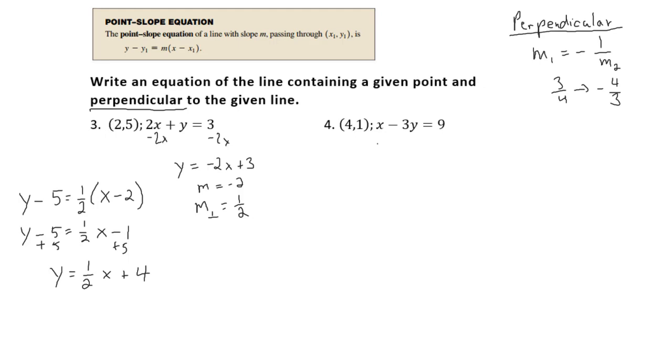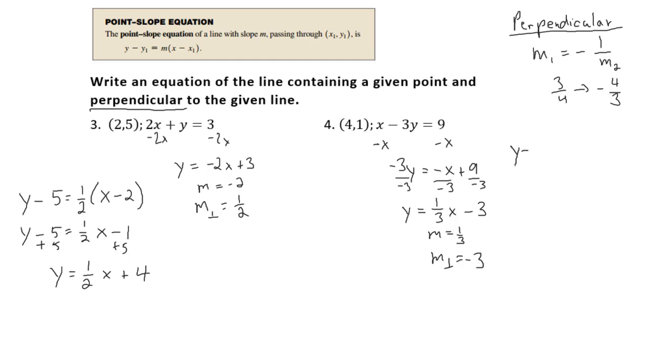Okay, so let's subtract the x. And negative 3y equals negative x plus 9. Divide by negative 3, and we get y equals 1/3 x minus 3. So the slope here is 1/3. So the opposite reciprocal for the perpendicular slope: positive becomes negative. 1/3 becomes 3/1, which is 3.